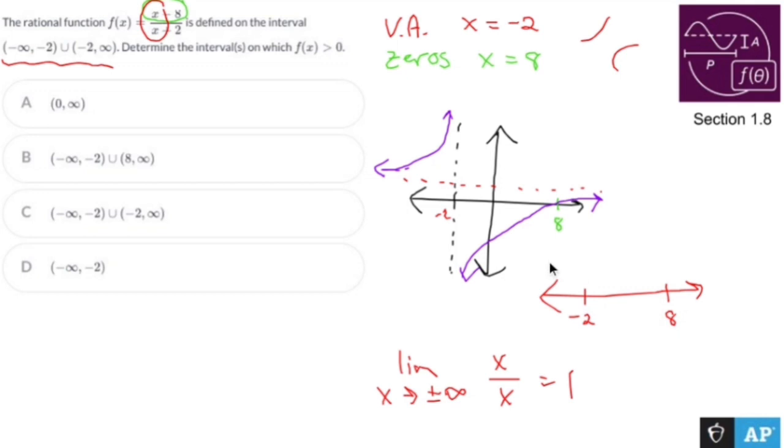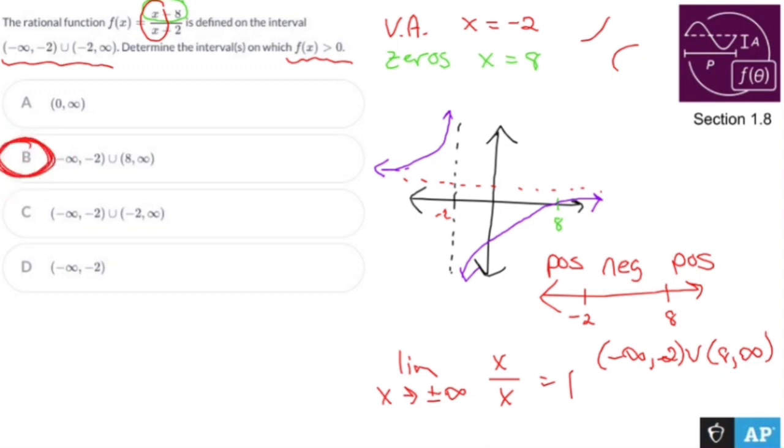From -2 to the left, I have a positive value because everything is above the x-axis. Between -2 and 8, not including, everything happens below the x-axis. And then once we hit 8, it jumps back above the x-axis. We care about what's going on above the x-axis. We're not going to include what happens at the x-axis. So when we have our intervals, we're not going to have brackets, we're going to have parentheses. And my parentheses are going to be from -infinity to -2, union, and from 8 to infinity.